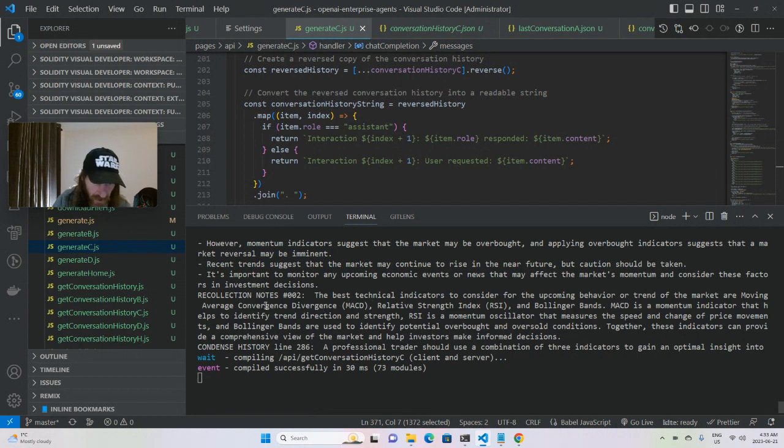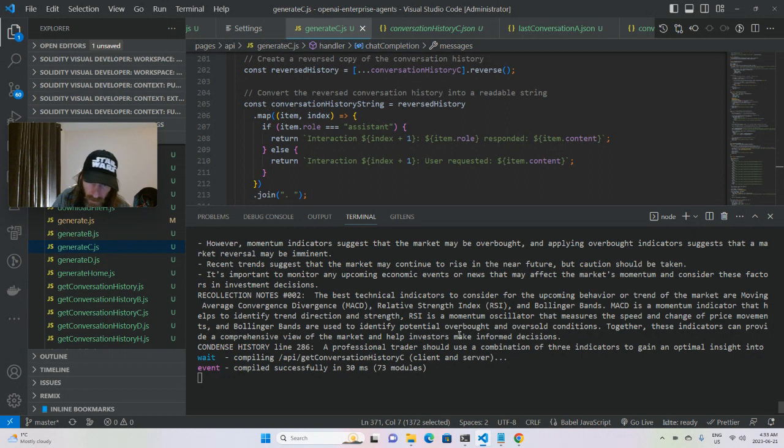And then I take the recollection note number 2. The best technical indicators to consider for upcoming behavior or trends of the market are moving average convergence divergence, the MACD, relative strength index. The Bollinger Band is a momentum indicator that helps to identify trend direction and strength. Blah blah blah blah blah.